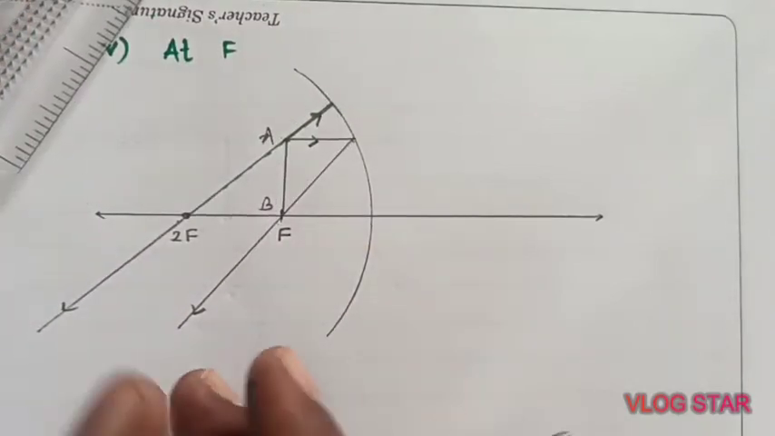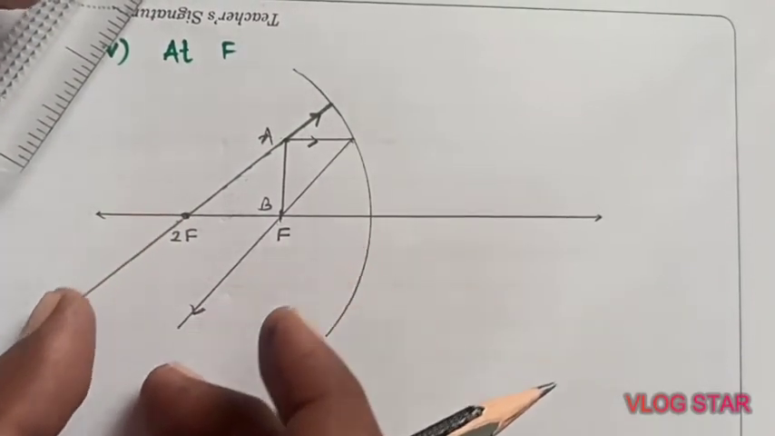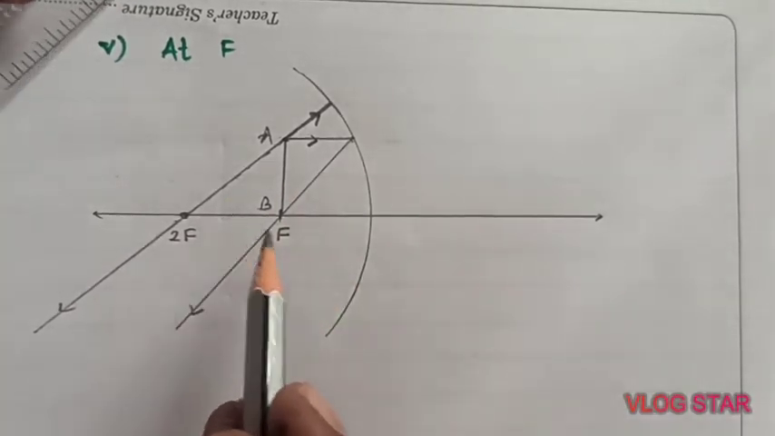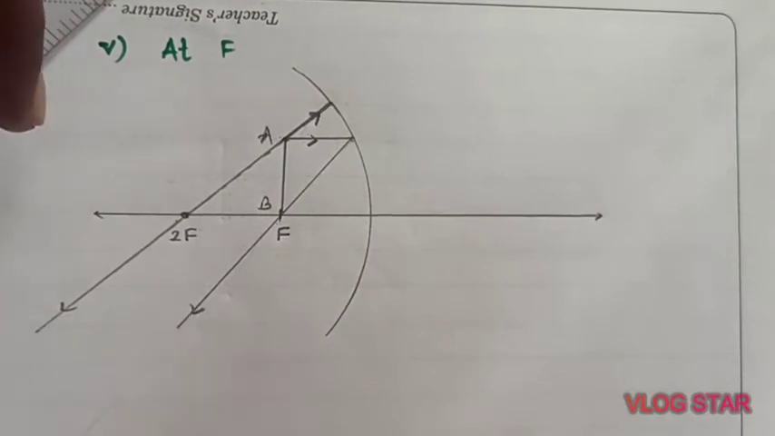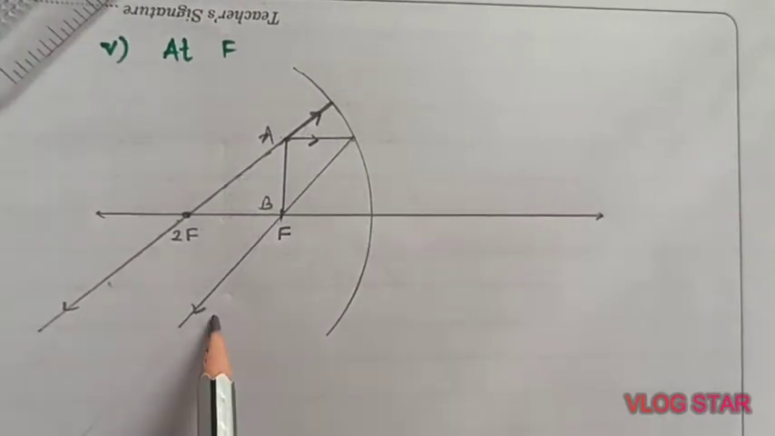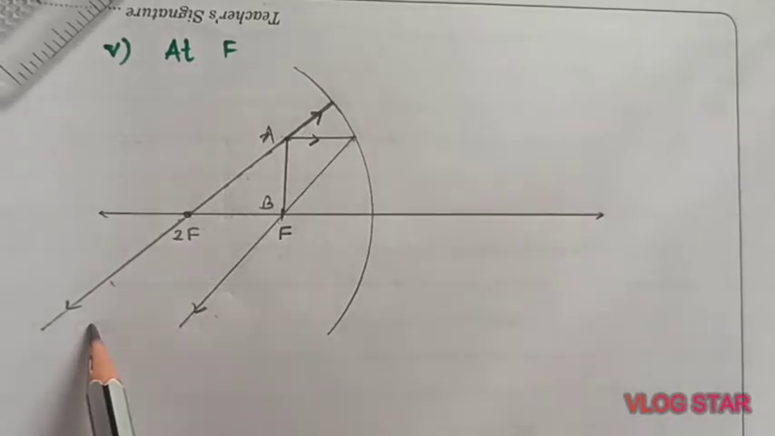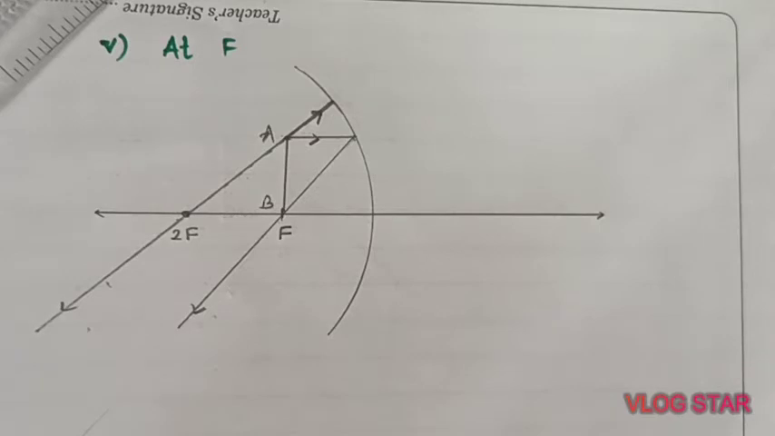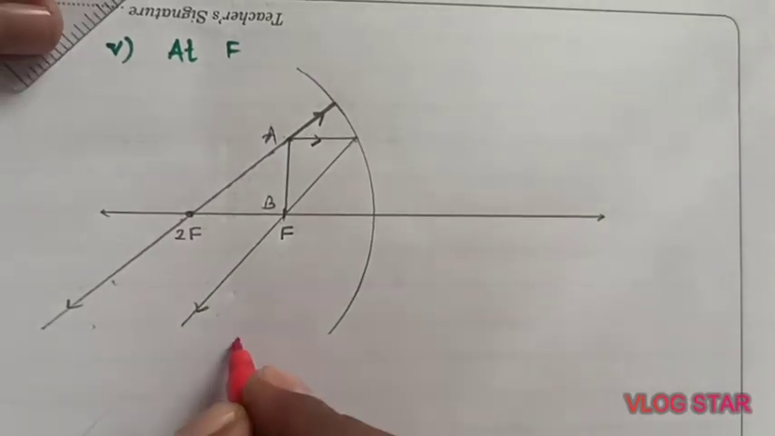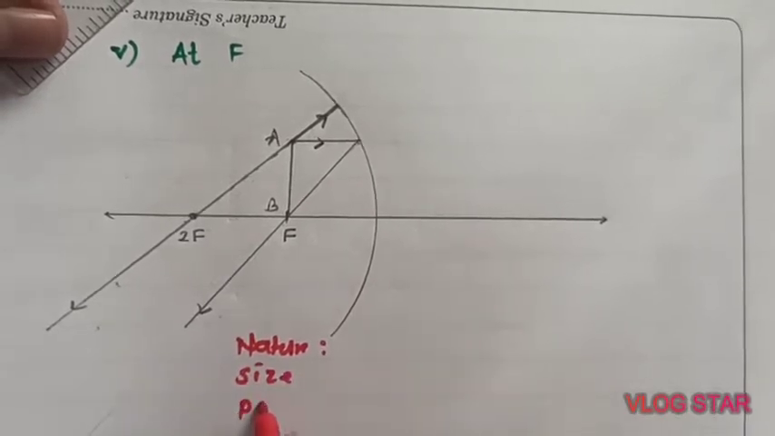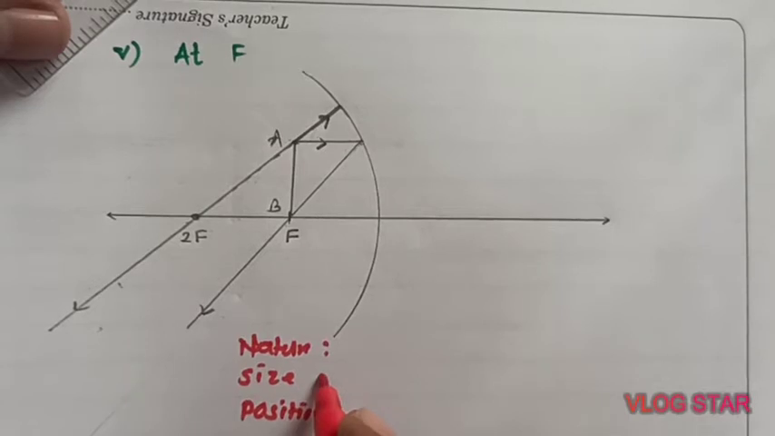And these two rays are parallel to each other. See, if a small error is there, still it does not look like they are parallel. But they get reflected and they never intersect. These two rays are not going to intersect. So that's why the image is formed at infinity. Two parallel lines are supposed to meet at infinity, never intersecting. So at infinity, so what is the nature, size and position?